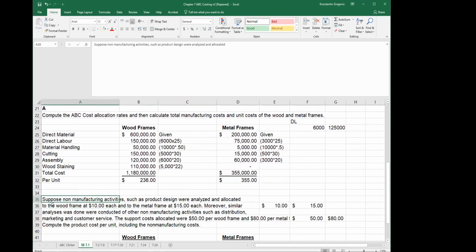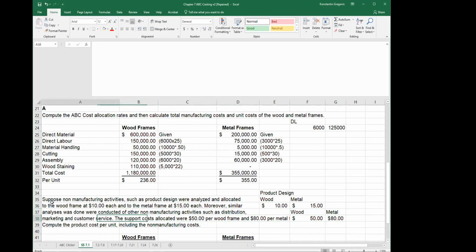Now, let's suppose non-manufacturing activities, such as product design, were analyzed and allocated to the wood frame at $10 each and the metal frame at $15. So I take those out. $10 for the wood and $15 for the metal. These are product design. These are additional costs. And then we've got other non-manufacturing activities such as distribution, marketing, and customer service. So these support costs were $50 per wood frame. So wood is $50 and $80 for metal.